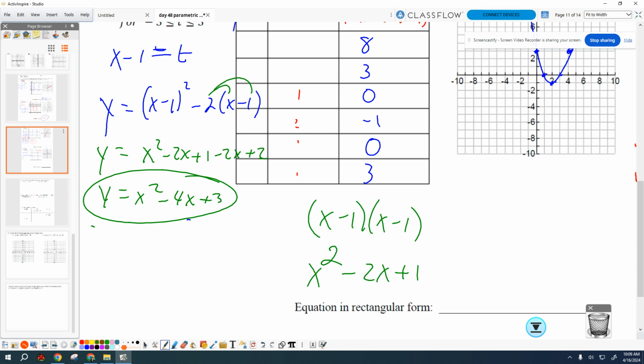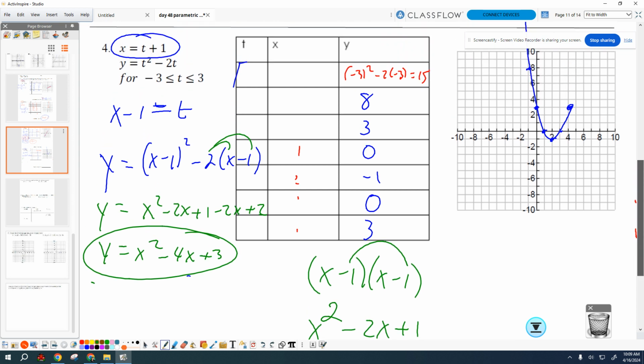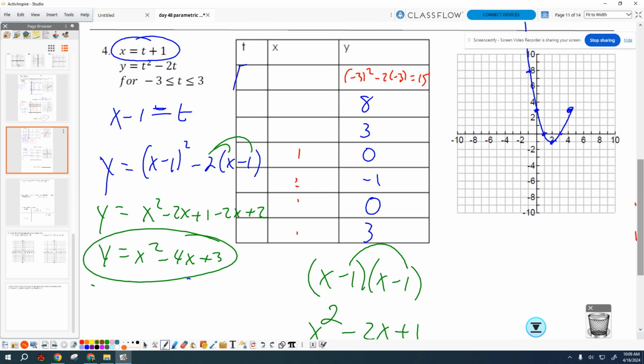Serene, are you asking about expanding x minus 1 times x minus 1? Negative 1 times negative 1 is positive 1. And then it's x squared minus 2x plus 1 minus 2x plus 2. Okay, hold up.